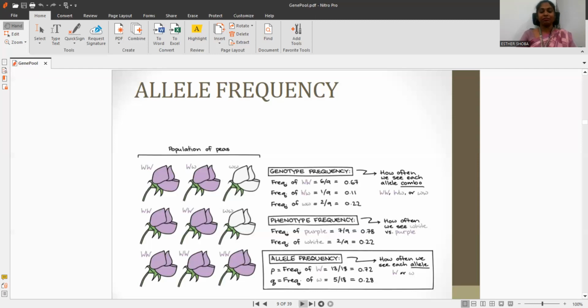Now, the last is the allele frequency, which we have just discussed. In the allele frequency, I'm speaking about a single allele present in those particular genes. So, 9 flowers, 18 alleles. I'm speaking about how many times each of the alleles repeats. Of the 18, we see that 13 are capital W, but 5 are small w. So this is known as allele frequency.